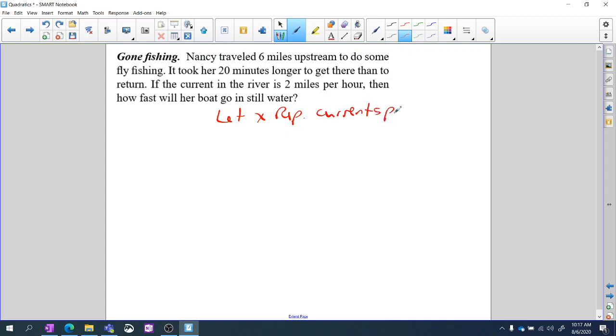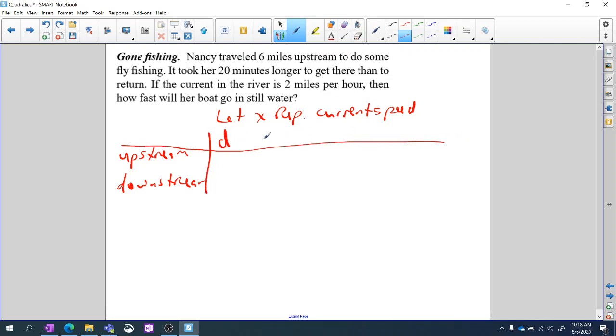And you're still going to do a chart. So we're going to go upstream, and then we're going to come downstream. We're going to make this into a distance, speed, and time chart. So distance, speed, time. My units are in miles. My speeds, they're talking about miles per hour.